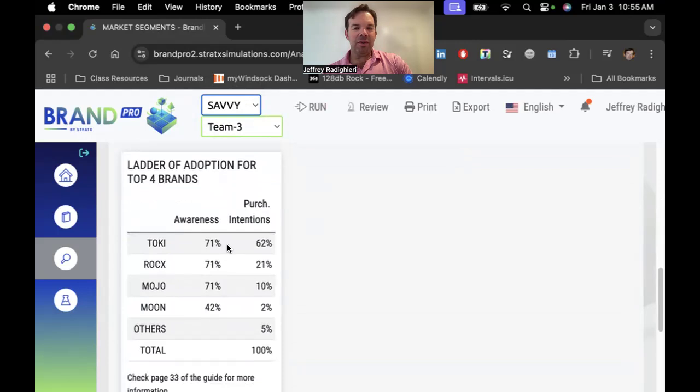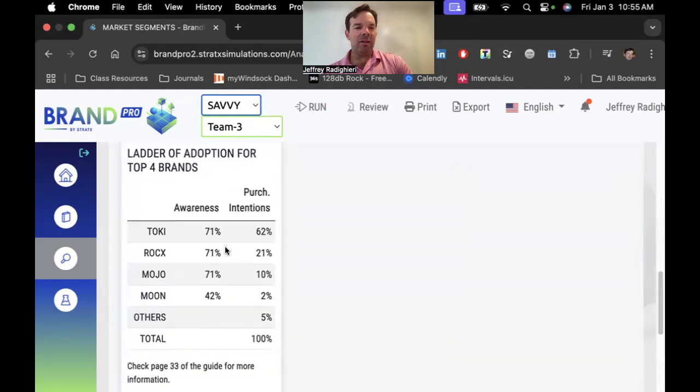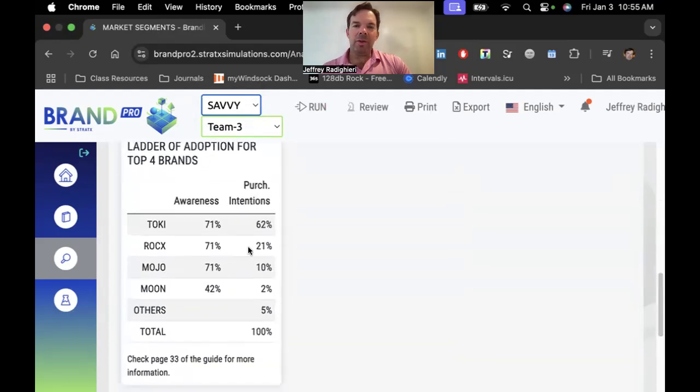Ladder of adoption here is something that's important to understand. So there's something we call the marketing funnel. You may have heard of it, but basically the idea here is that your first battle in marketing is to make people aware of your products. And then from there, you can steer them towards some sort of desire, some intention to buy the product. And then ultimately after that comes the actual purchase.